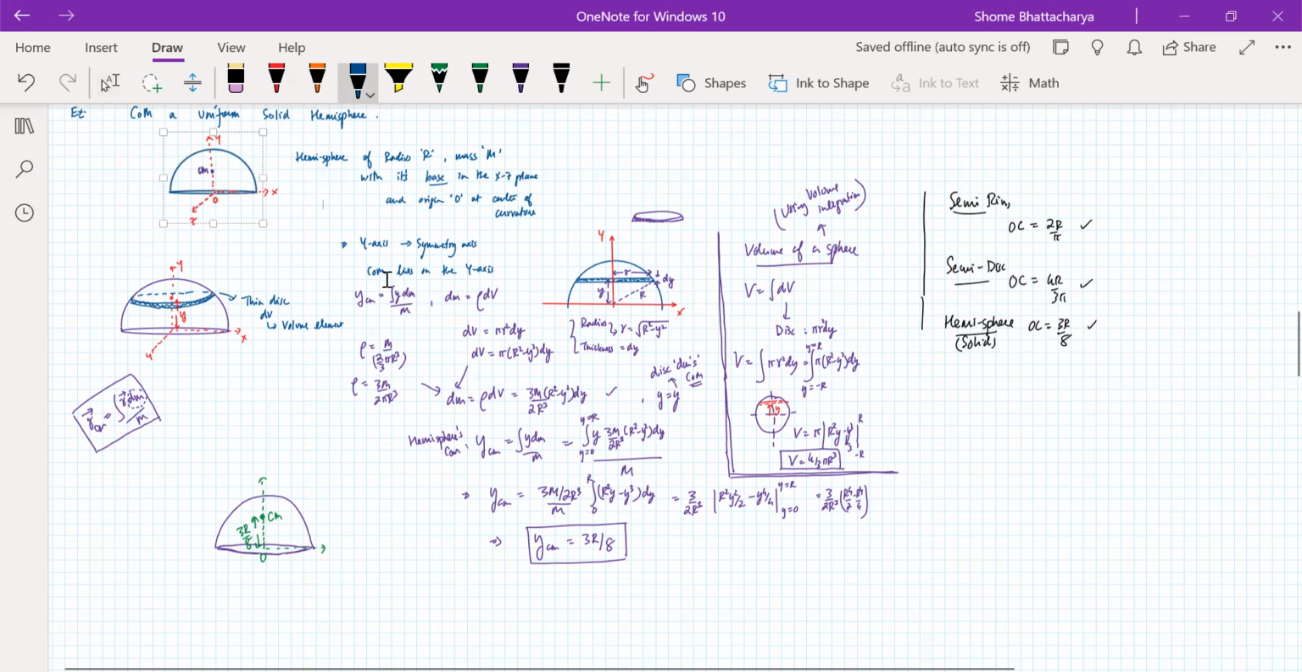Okay, so when we calculate the position of the center of mass using this formula here, ycm is equal to integration y dm divided by total mass. Okay, this formula over here. So what we see is dm is going to be rho dv over here. That means it is a volume element.